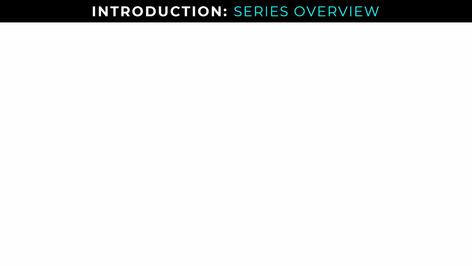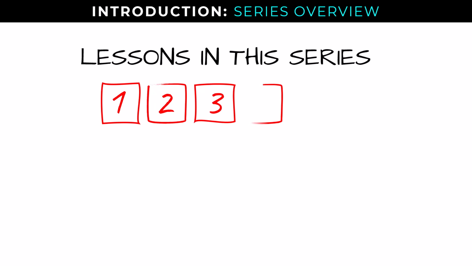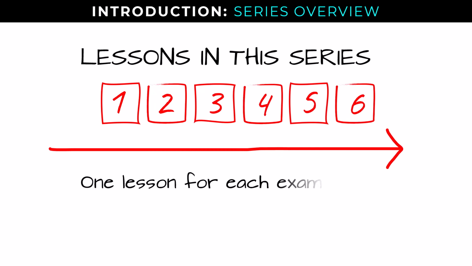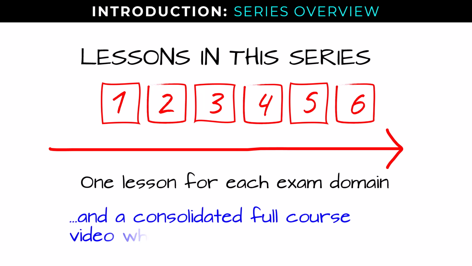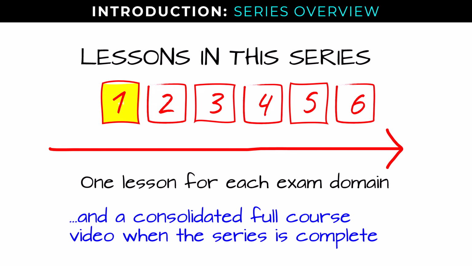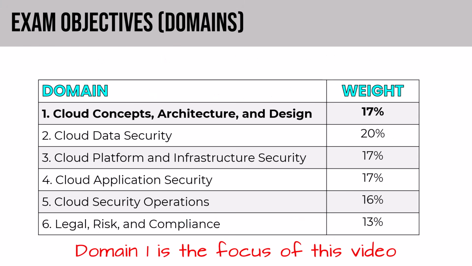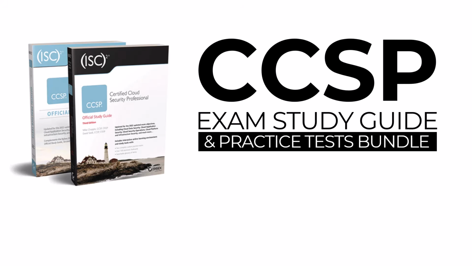So in this series, we'll have 6 installments. That's one course for every domain of the CCSP exam. And when the series wraps up, I'll produce and publish a consolidated full course video. In Domain 1, we're focused on cloud concepts, architecture, and design. You'll notice the domain weightings are fairly similar, so we're going to give equal focus to all 6 domains throughout this series.